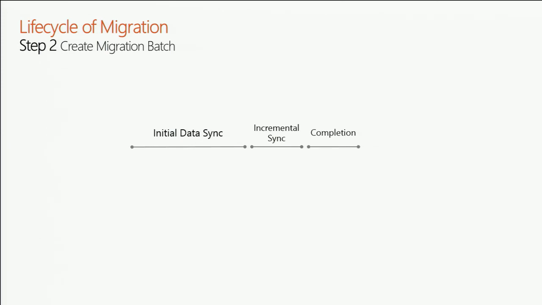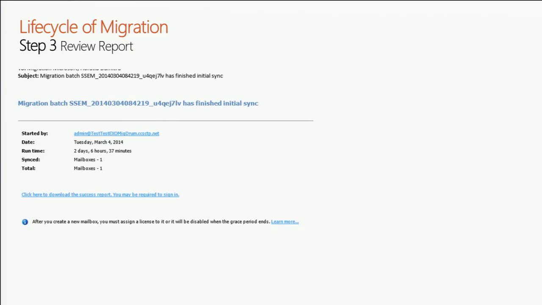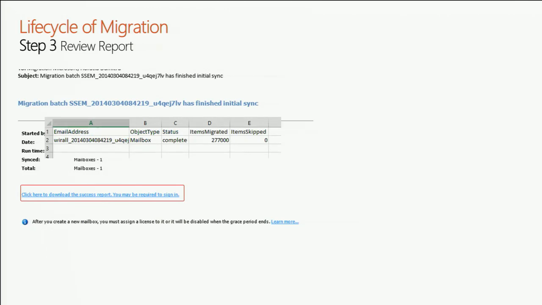So let's say you kicked off the batch, and you've gone home, and you're eating dinner, and you don't want to sit in front of the computer hoping the progress is going on smoothly. So at the end of initial sync, you get the email reports looking something like this. This says who started the batch, when was it started, how long did it take, how many mailboxes were synced. There is also a link on this page that, if you go click, you will download a report and a CSV file, which looks something like this.